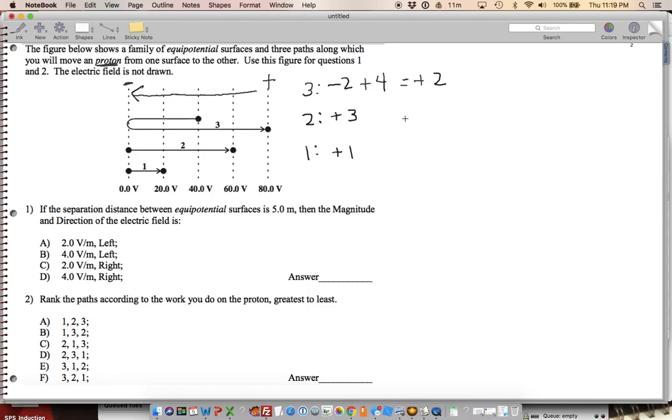So my order is going to be 2, 3, and then 1. So 2, 3, 1. Oh, that would be the order. I think last time we had to rank them. Now we actually have to do the calculation.